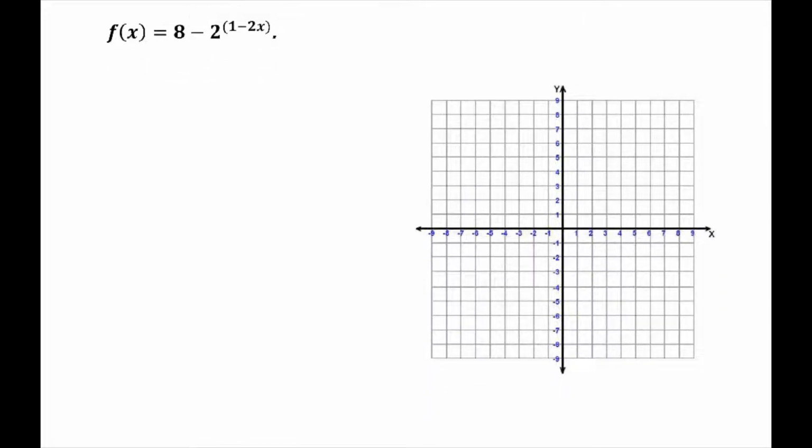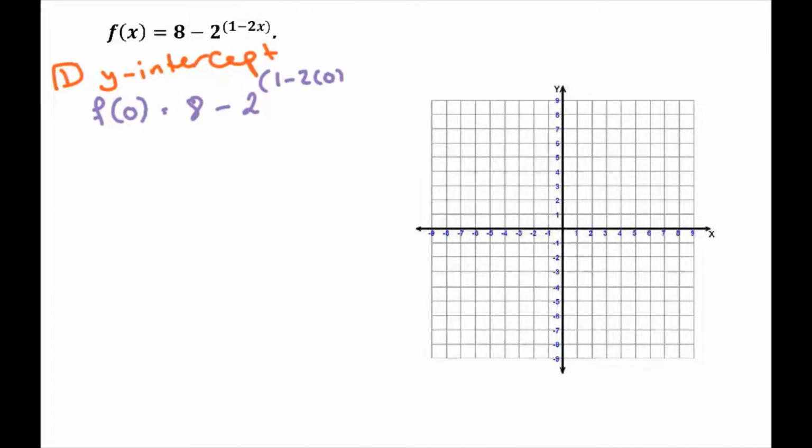Okay, so first of all, y-intercept, which is f(0): 8 minus 2 to the power of 1 minus 2 times 0. You substitute, and the answer is 6. So you go here, and that's your y-intercept.